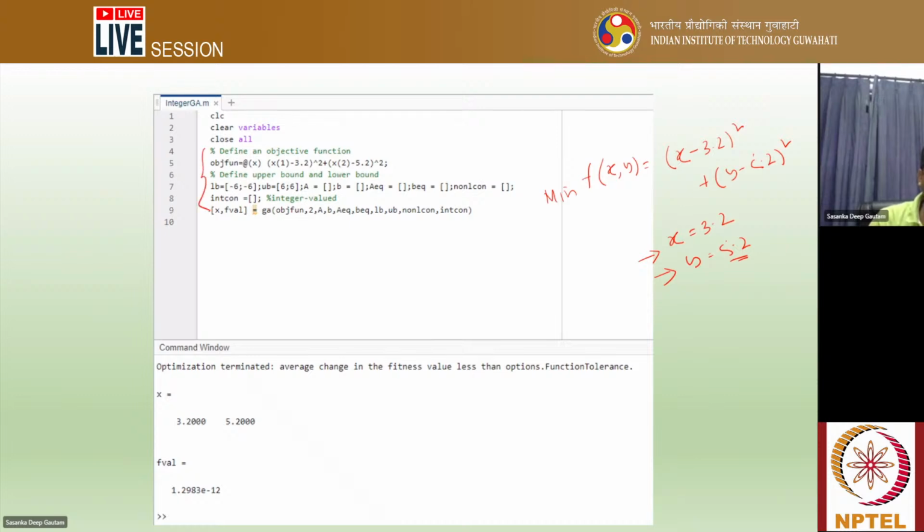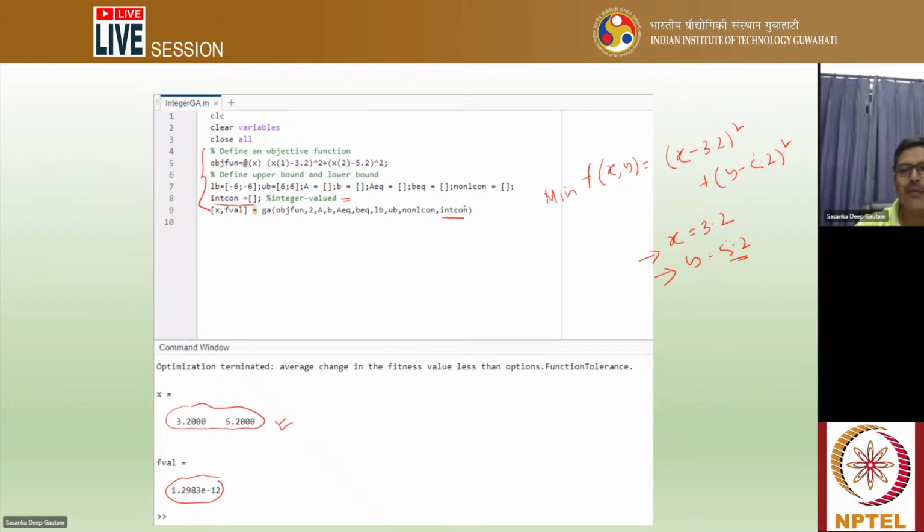This is the MATLAB code I have shown here. In intcon I have defined null, which means there is no integer variable here, and therefore I am getting this solution: 3.2 and 5.2. The function value should be 0, but it is not exactly 0 here; it is a very small number.